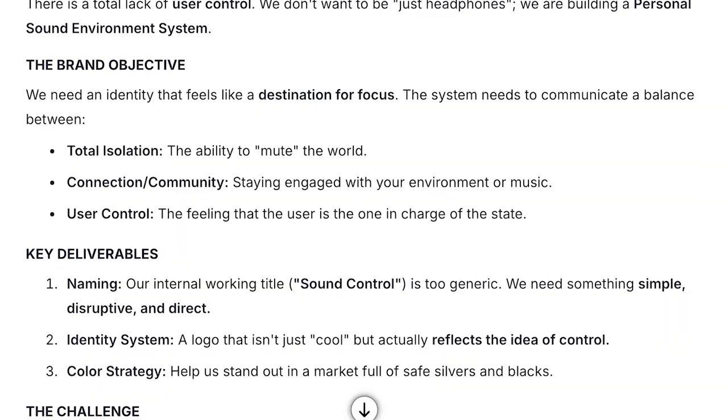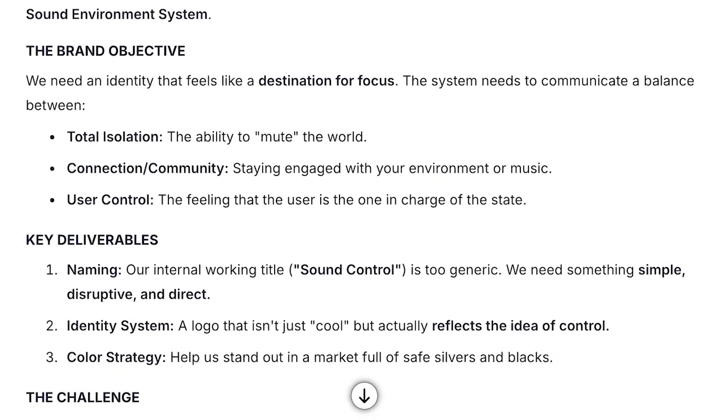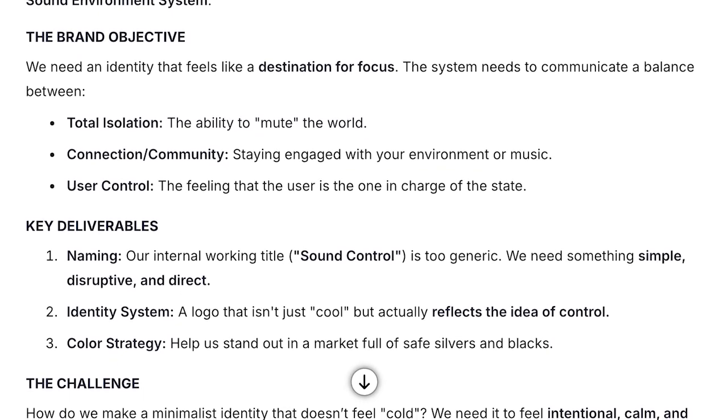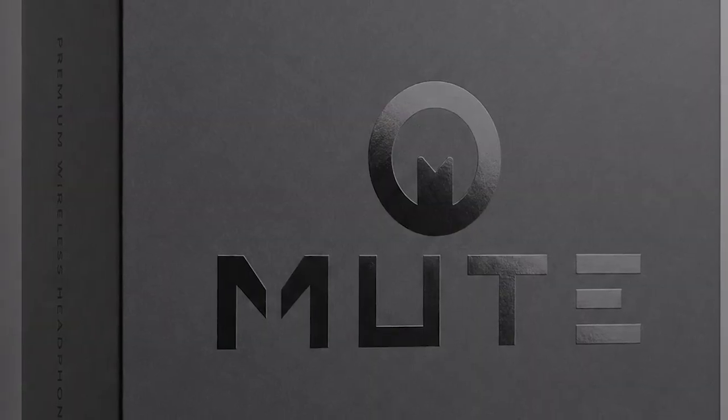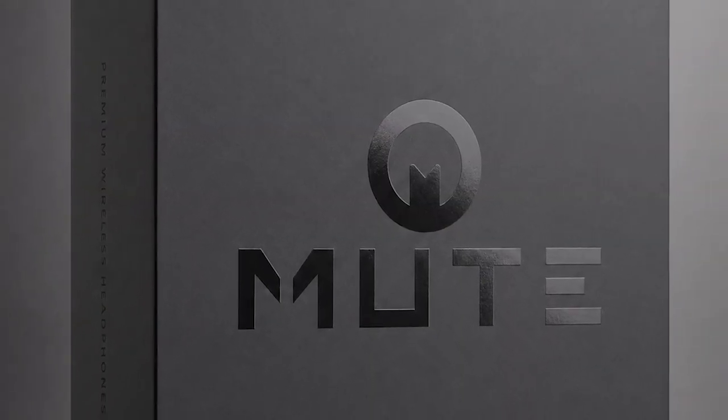And that's what made the brief so interesting straight away, because the problem wasn't really make this look cool, it was more how do we brand a product that gives people more control over their environment. Because right now most headphones force you into one mode. You're either fully shut off from everything around you or you're just passively listening. So there's not much in between. There's no real sense of control, no sense that the product is adapting to you. So the shift was, this isn't just about audio performance, it's about control over sound, control over focus, control over what comes in and what gets shut out.